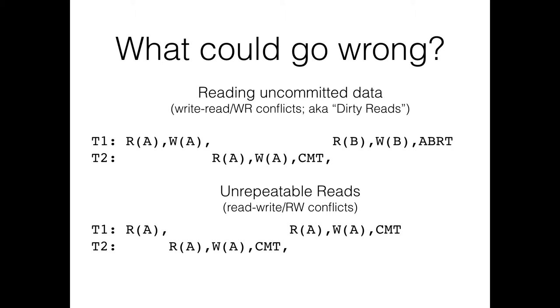Another thing that could potentially go wrong is that one transaction performs a read, in this case on A, then another transaction makes a modification, and then the original transaction comes along and reads again. Essentially, over the course of the transaction, it reads two distinct values for some variable, some cell or column or some value in the database. This essentially breaks the illusion that the transaction is the only thing in the system, that there aren't any other transactions trying to change the state.